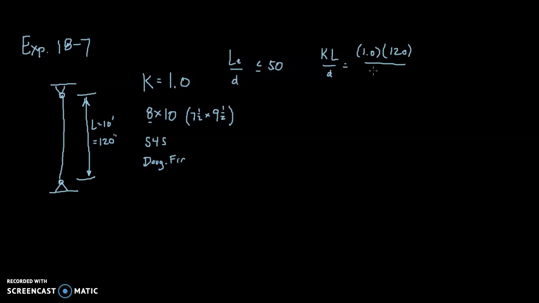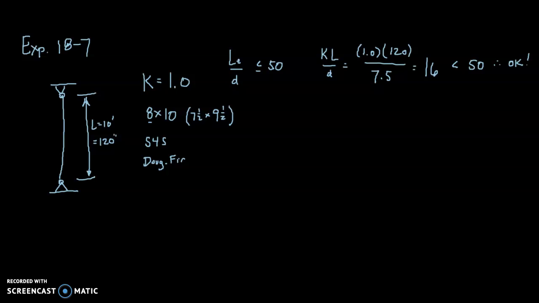So the D, the least cross-sectional dimension, is 7.5. We need to make sure that this is less than 50, and it is equal to 16, which is actually much less than 50. So it is okay.